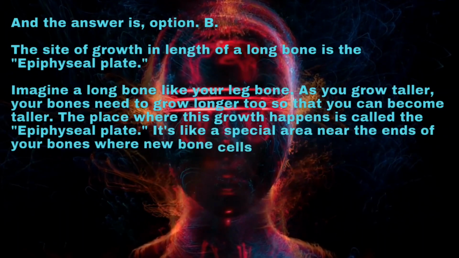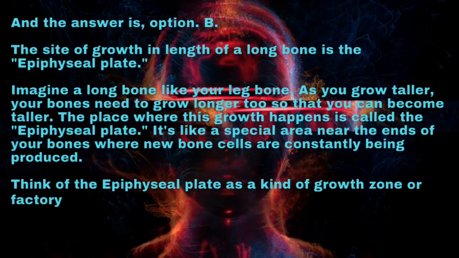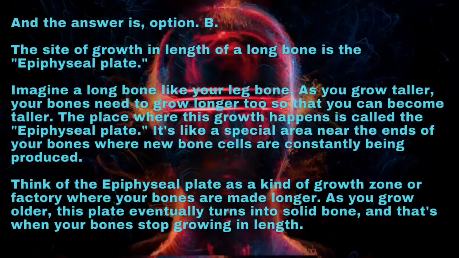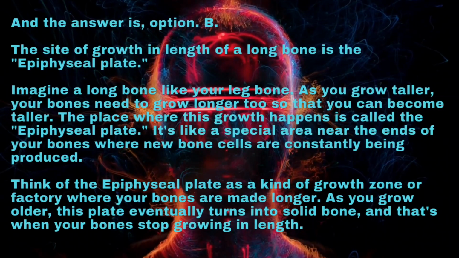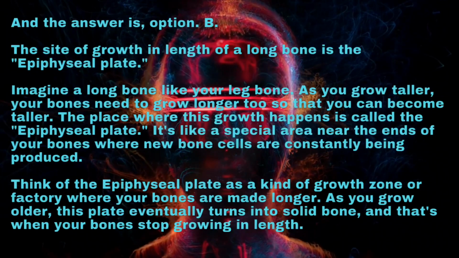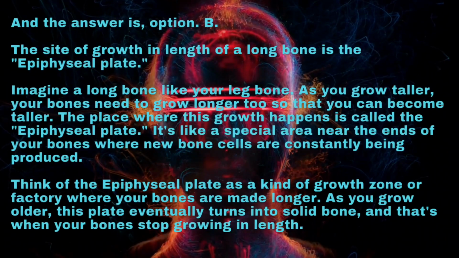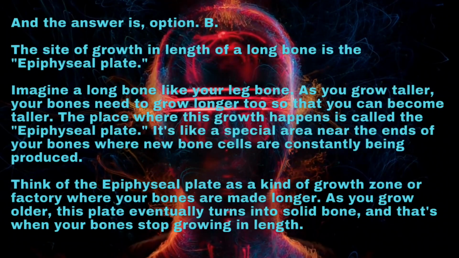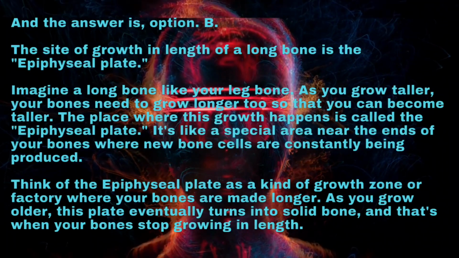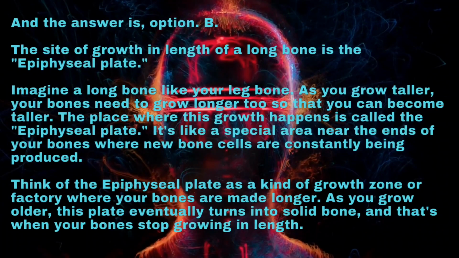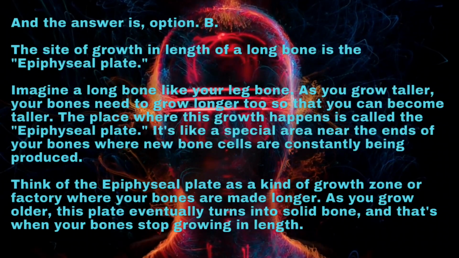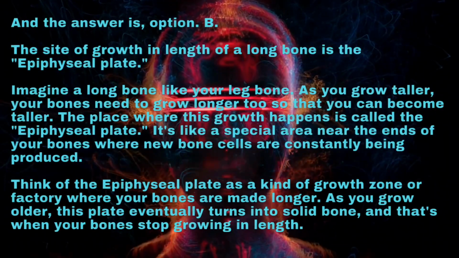Imagine a long bone like your leg bone. As you grow taller, your bones need to grow longer too so that you can become taller. The place where this growth happens is called the epiphyseal plate. It's like a special area near the ends of your bones where new bone cells are constantly being produced. Think of the epiphyseal plate as a kind of growth zone or factory where your bones are made longer. As you grow older, this plate eventually turns into solid bone, and that's when your bones stop growing in length.